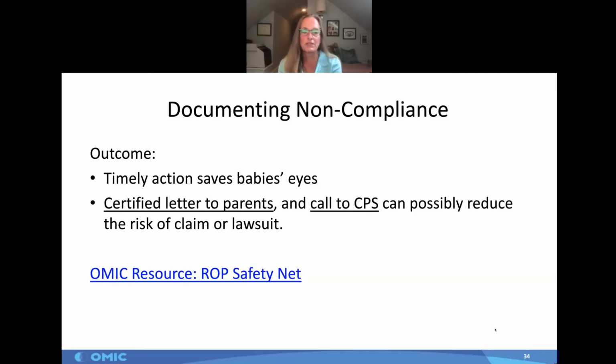And OMIC has spent a lot of time on developing resources on ROP, and there's the ROP safety net. Many of you may be familiar with this, especially those that treat ROP regularly. There are a lot of resources to really help protect our patients, but also to help protect us when we're dealing with a high-risk situation such as ROP. And Michelle, you have a lot of experience with this on the hotline and with the resources on the website. I wonder if you could review a little bit more about this.